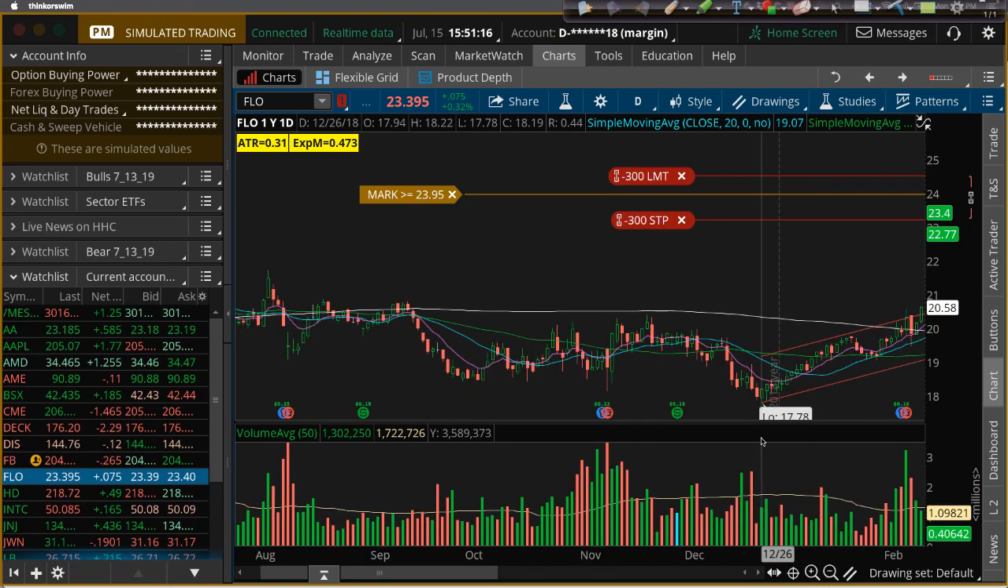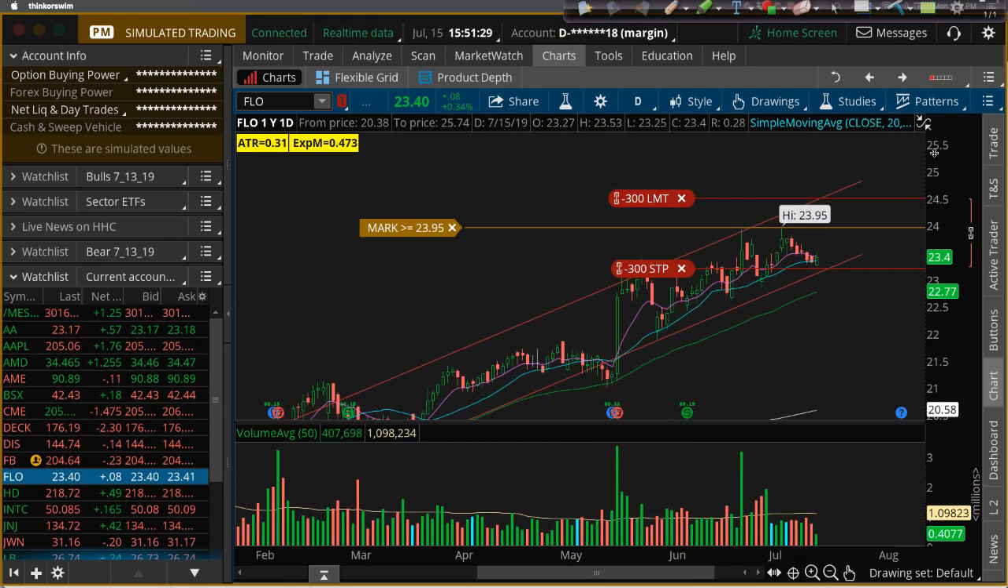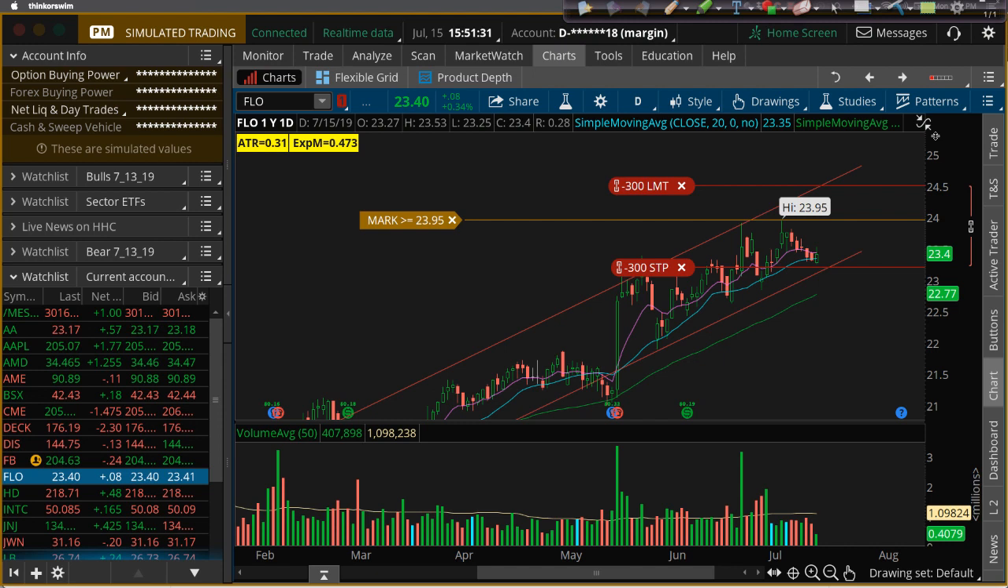And as I zoom in and look at that, you'll notice that that target out there is right up at the top of the channel. So if we were to get a really nice run up to the top of the channel, we would hit that profit target along the way.